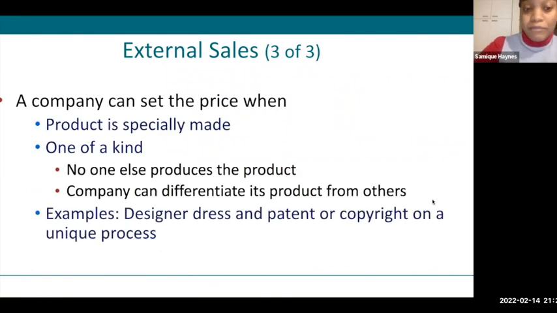Okay, and I literally just said this. A company can set the price when a product is specially made or one of a kind. So if you have a niche where you're the only one, or very few people are producing a specific product, then you are able to go ahead and set your price.